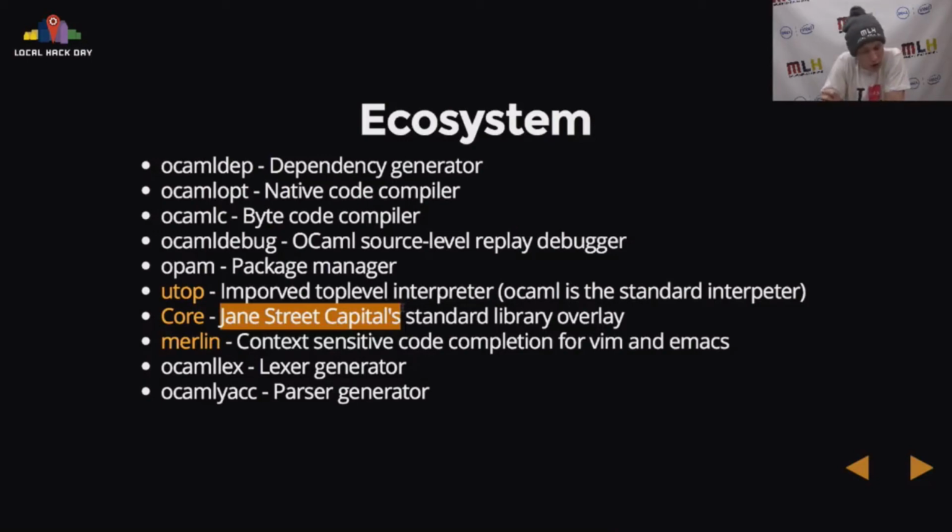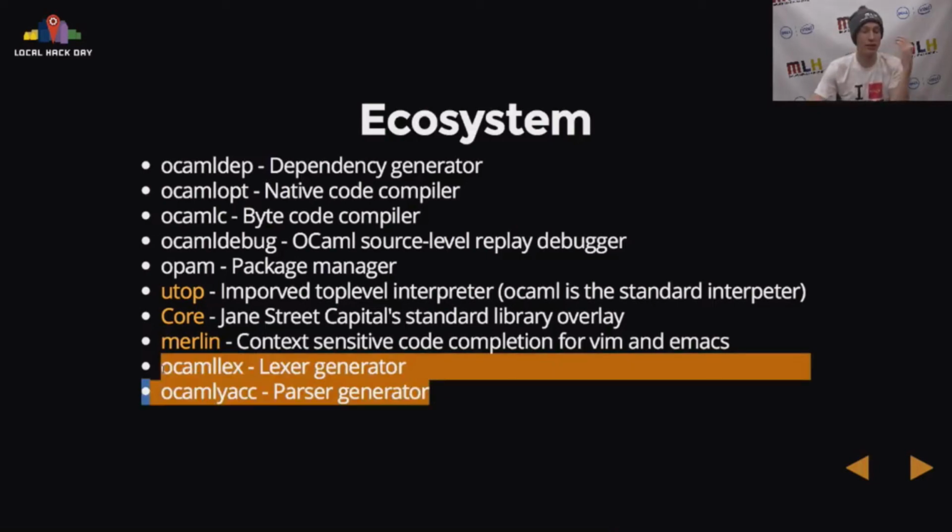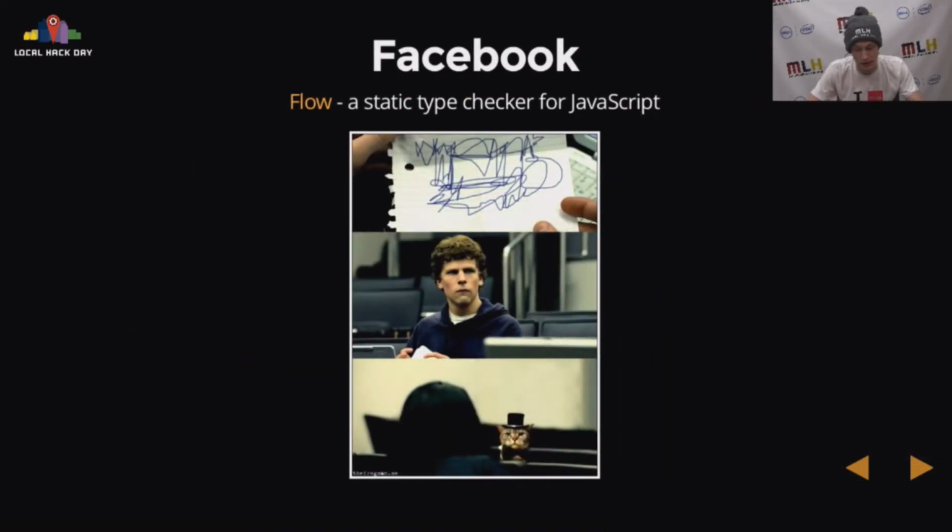Merlin is a code completion tool for Vim and Emacs, and you can plug it in with Syntastic if you are a Vim user. And OCaml Lex and OCaml Yacc. These are tools for building grammars, for building parsers and building scanners. I'm using it in my compiler class right now. It does all the dirty work of building all the automata to handle scanning and parsing your code. And you can define compilers really easily. It's really cool.